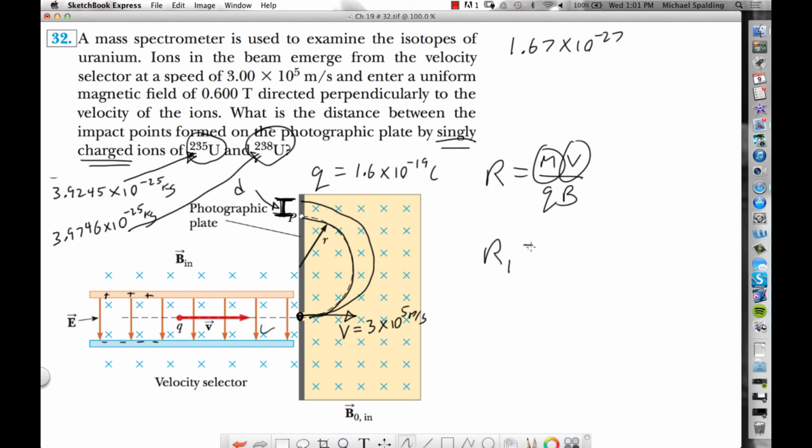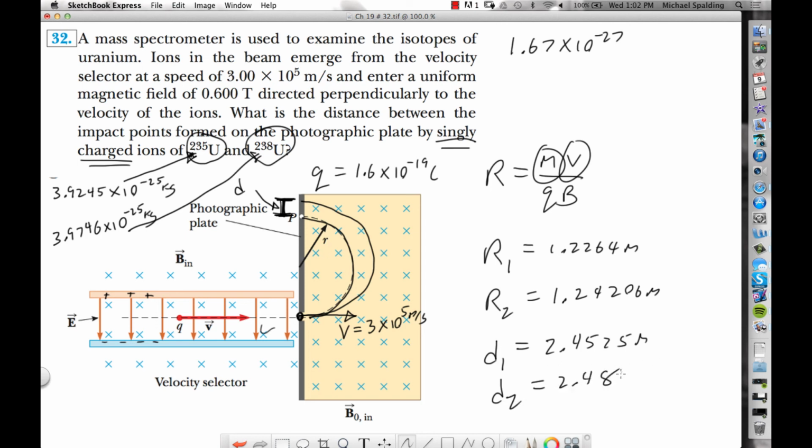So the radius for the first particle comes out as 1.2264, and then the radius for the second particle comes out as 1.24206. Now what you want to do is get the diameter, right? The diameter is going to be double that. So this is 2.4525. The second one, just double the radius, 2.48462. And then what do we do? Subtract these two numbers to get the path difference, which comes out as 0.032 meters. That's the final answer.